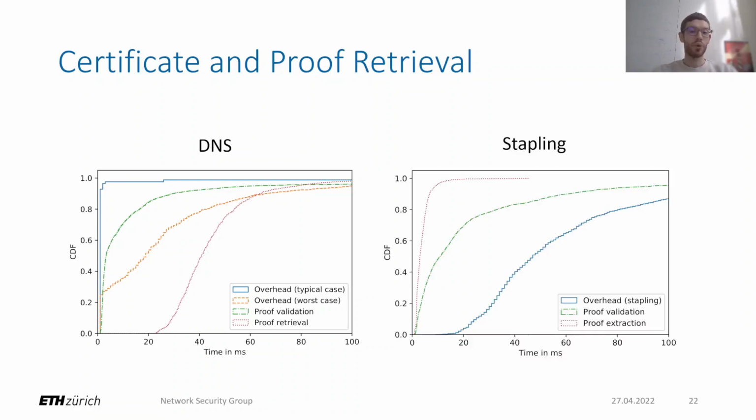For the stapling approach, the latency overhead is typically below 100 milliseconds. Please note that a large portion of the overhead is due to our implementation of F-PKI as a browser plugin. We expect that in a native browser implementation, the overhead would be drastically reduced.